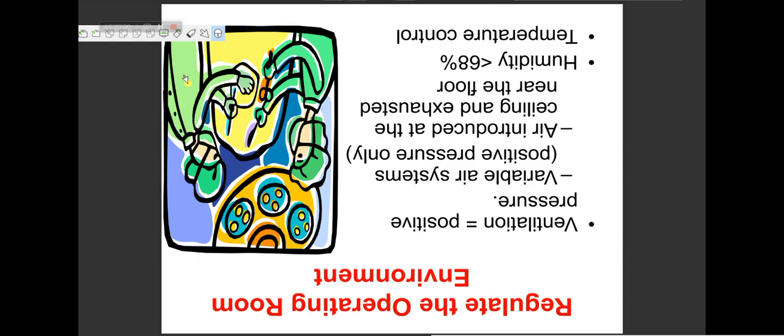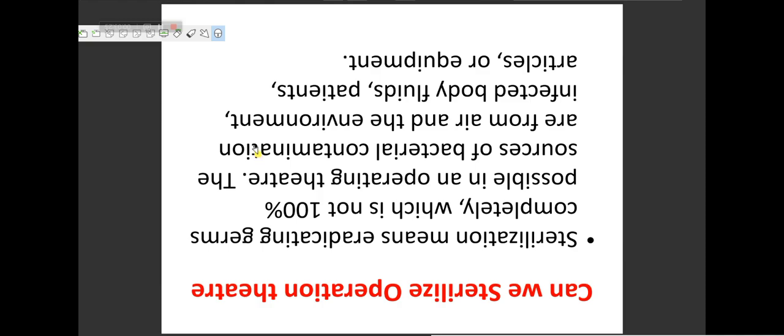And humidity should not be more than 68% in the hospital. It is always less. And temperature control should be there, so that if there is high temperature it can be controlled, or if there is low temperature it can be controlled. So these are some very important things in the operating room, because the operating room's environment should be maintained.